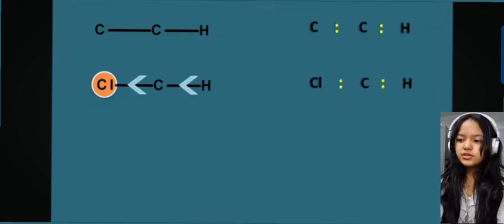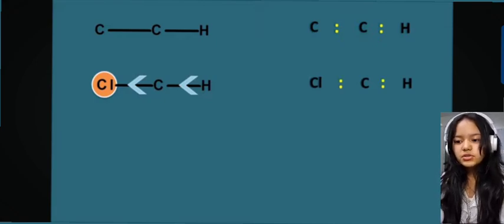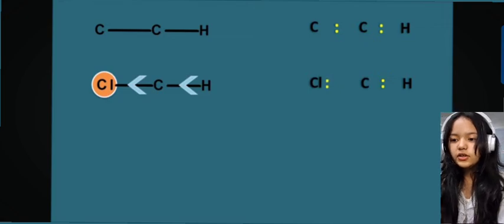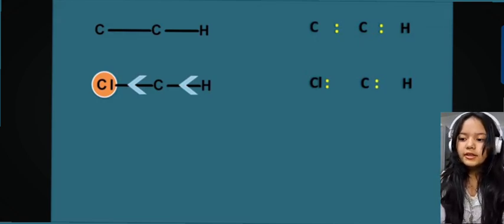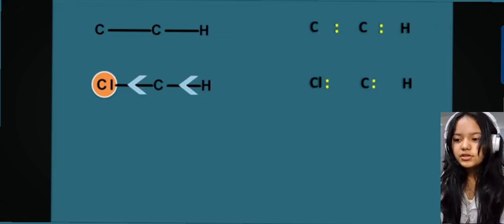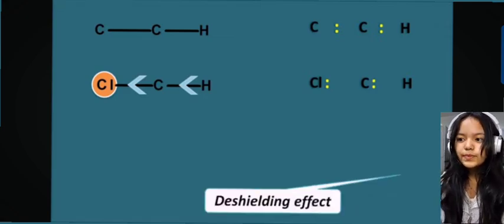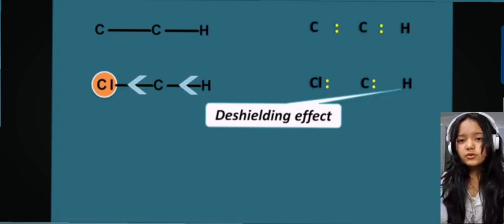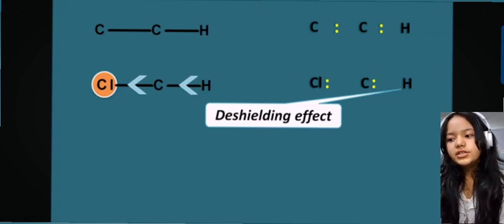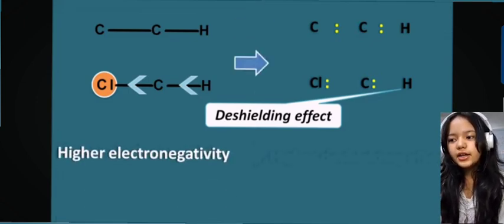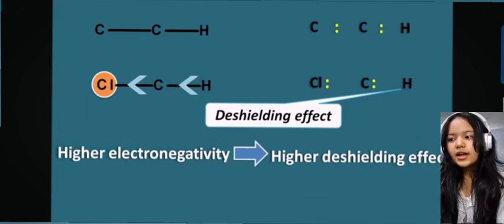If we see the Lewis dot structure, the electrons shared between the carbon and chlorine are shifted towards the chlorine because of its electronegativity, and this generates a partial positive charge on the carbon, which will pull the electrons towards the carbon. The electron density nearer to the hydrogen is reduced. So now this hydrogen is getting the deshielding effect. In this way, due to the presence of chlorine, the electron density nearer to the proton is reduced by the deshielding effect. So we can conclude that the higher the electronegativity, the higher the deshielding effect, and this effect will reduce the electron density, thereby the chemical shift is going to be increased. So we can further conclude that higher the electronegativity, higher the deshielding effect, higher the chemical shift.